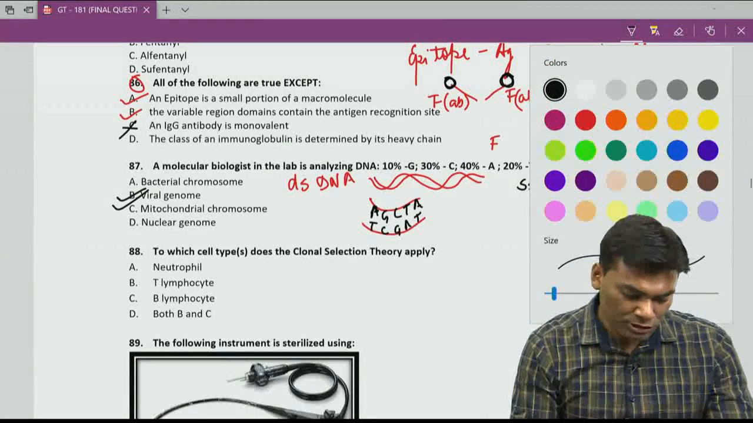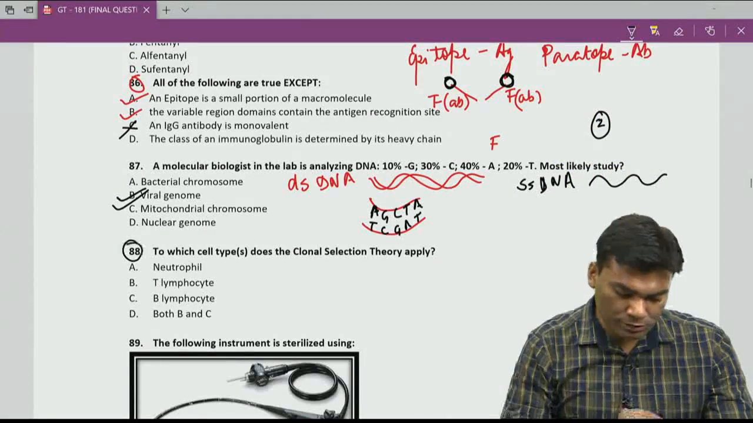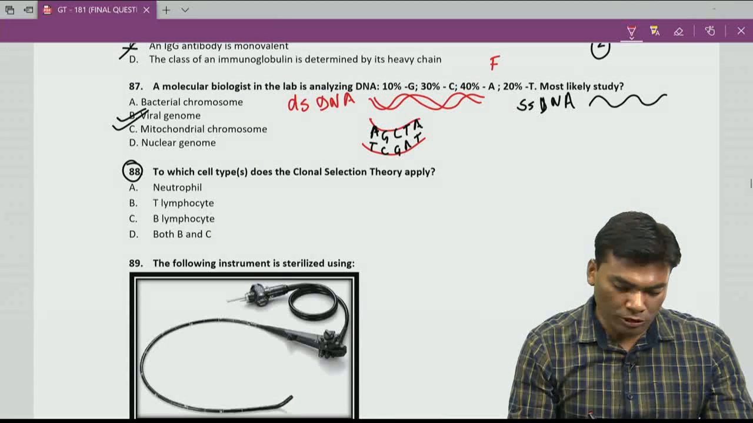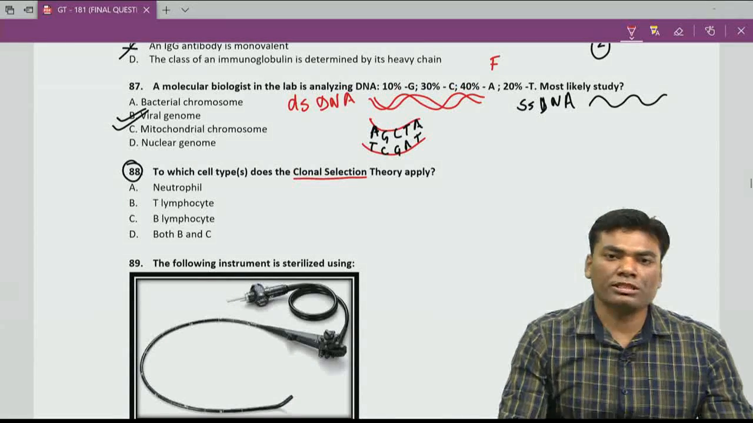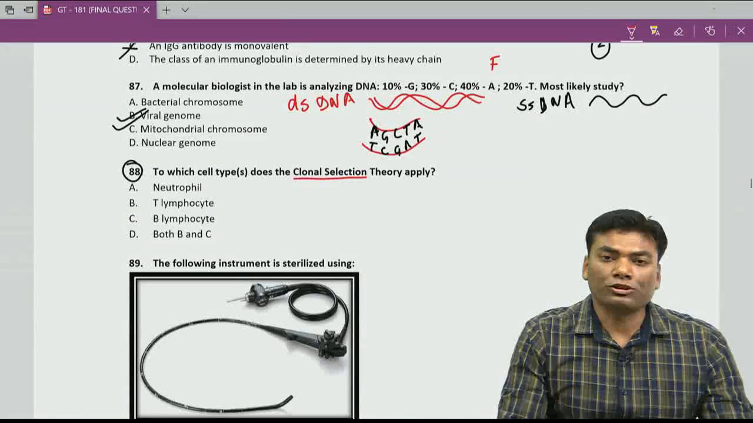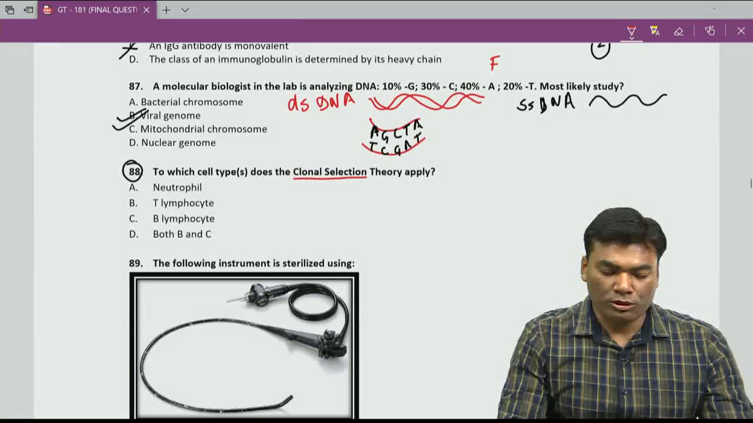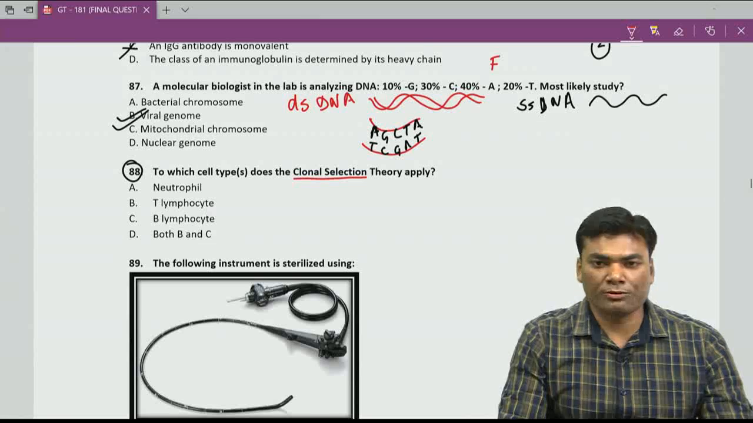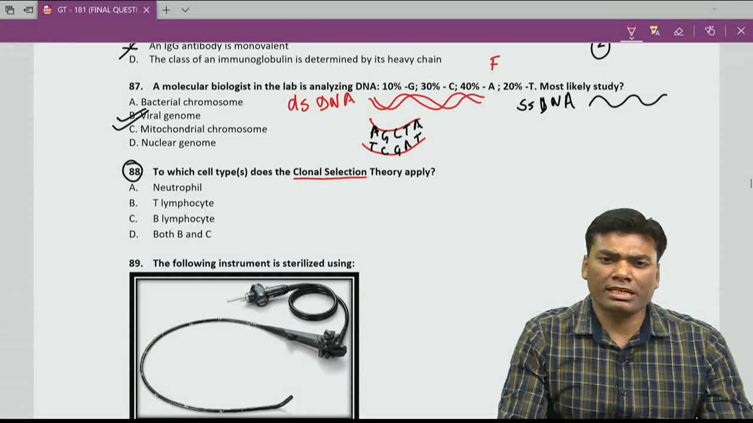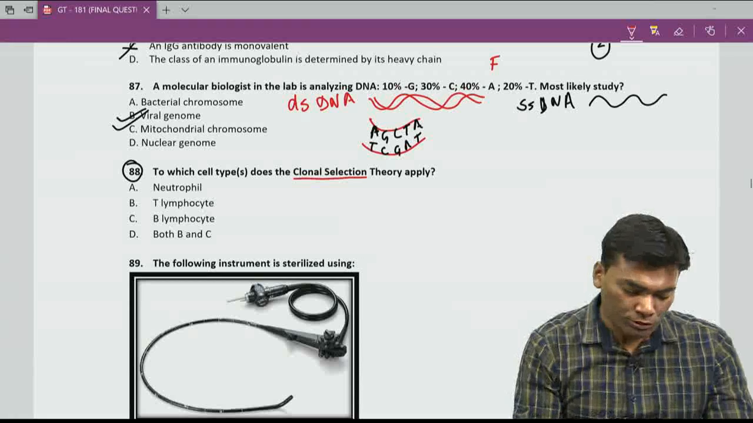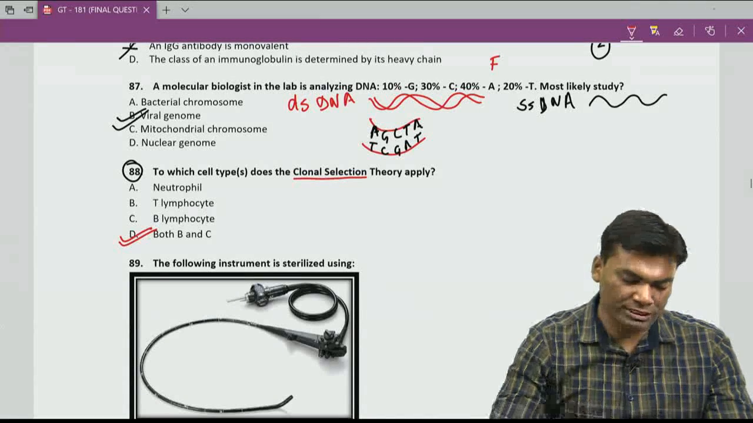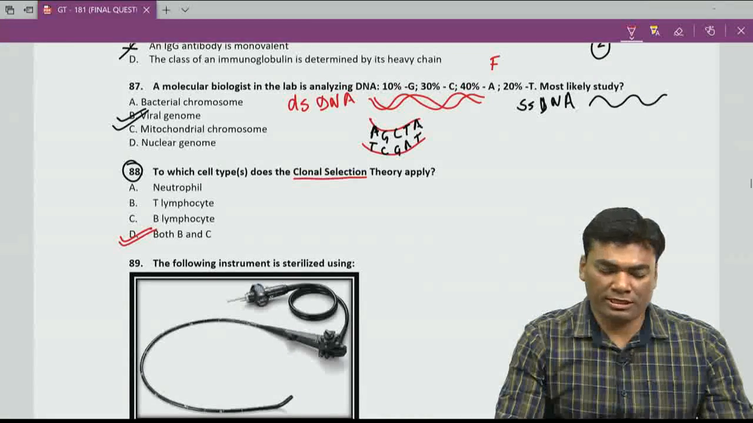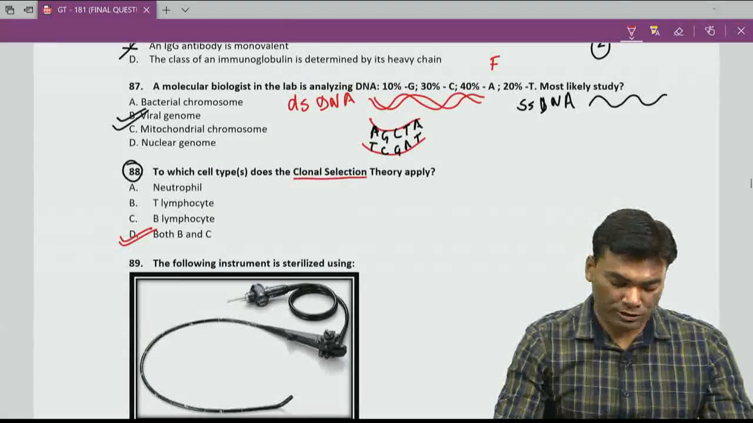Okay. The next question says, to which cell type does the clonal selection theory apply? Now you see here, clonal selection, this concept is important in the development of the T and B cells. Both start in the bone marrow; the T cells will migrate to the thymus, and B cells will stay in the bone marrow. But they have to undergo clonal selection. It's a part of the maturation. So both B and T lymphocytes have to undergo clonal selection to become mature T and B lymphocytes. This concept is not applicable to neutrophils.